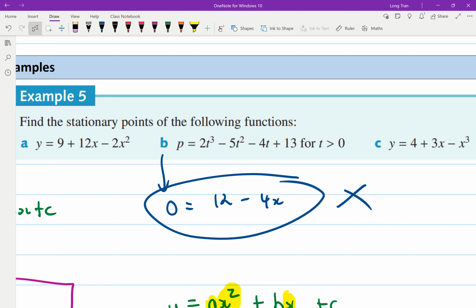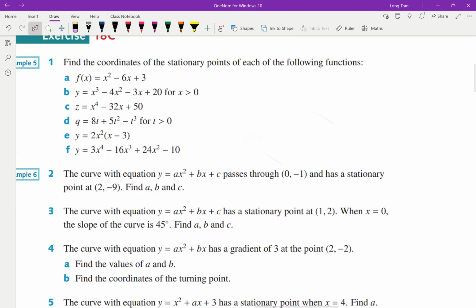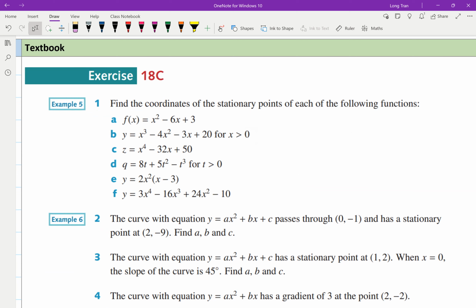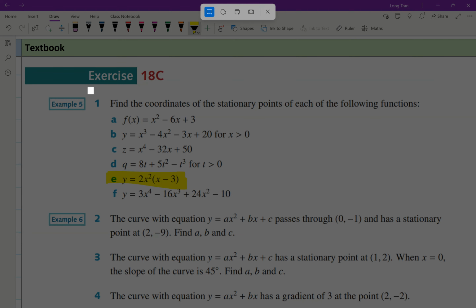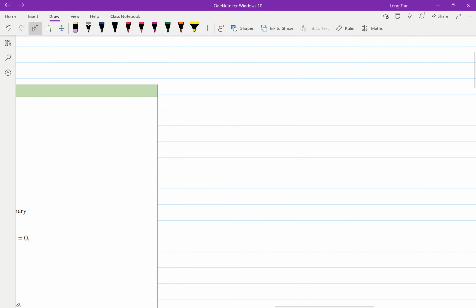Okay, so we're going to do some examples. Let's do an example just to get you going. Let's say 18C, right? I'm going to pick a question. Let's do, what's one that you're kind of a bit more familiar with? Let's do E, okay? They want you to find the coordinates. Keyword there is coordinates. I'm just going to screenshot this. Here we go. Let's find the coordinates of the stationary point.